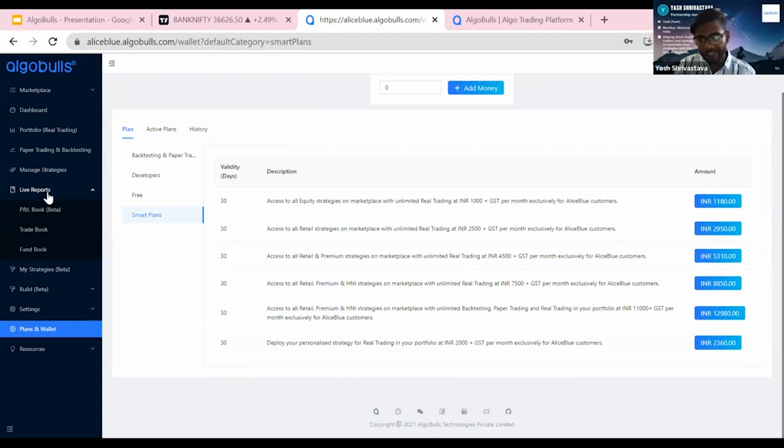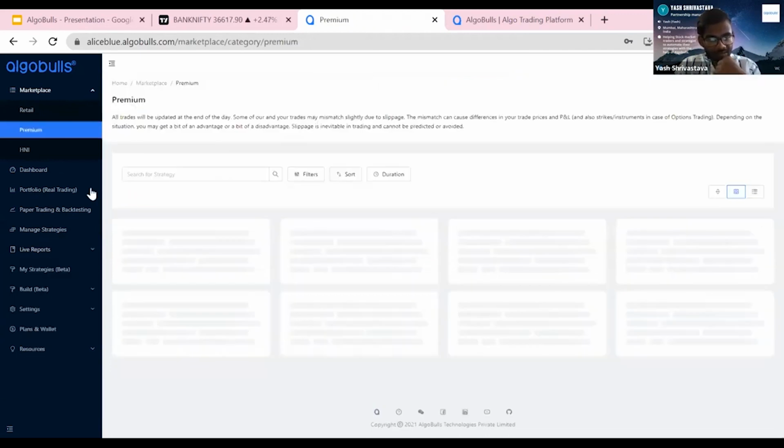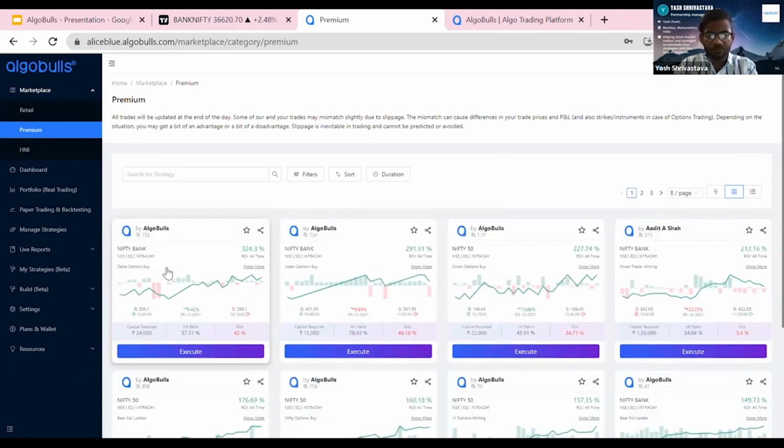Risk to reward ratio is completely dependent on you. Talking about risk to reward, in every strategy we have shown you the ROI the strategy has generated, the running PNL of the strategy, and so on. But you can also check the hit ratio of the strategy, which gives you more insight into what the risk and the reward of the strategy would be.